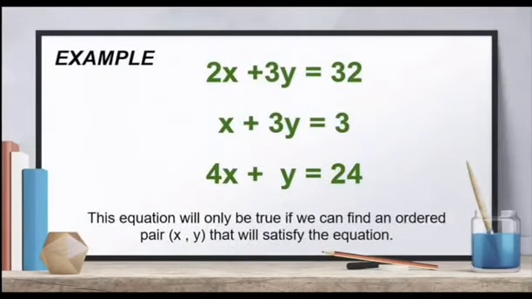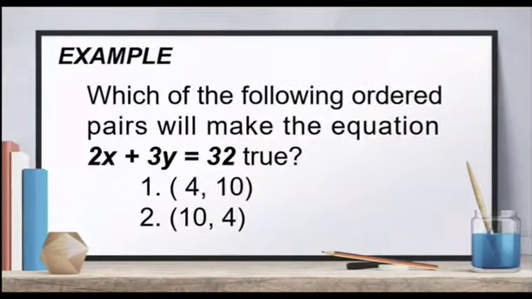Example, 2x + 3y = 32, x + 3y = 3, 4x + y = 24. These equations will only be true if we can find an ordered pair (x, y) that will satisfy the equation. Example, which of the following ordered pairs will make the equation 2x + 3y = 32 true? Is it (4, 10) or (10, 4)?